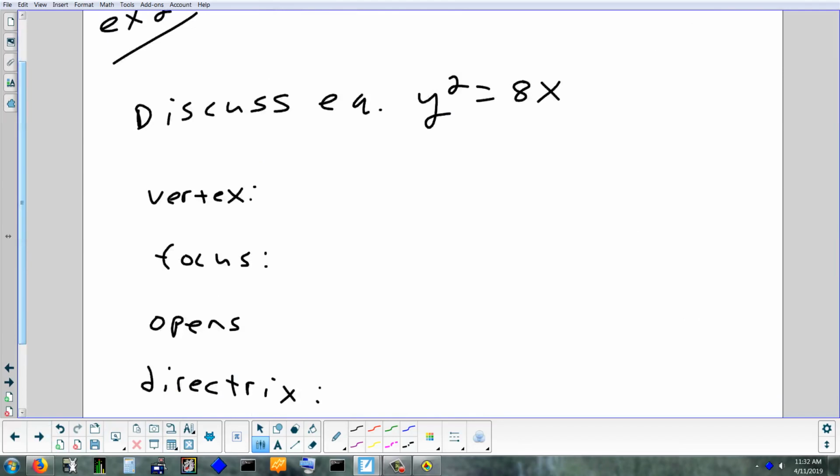Okay, this is another kind of question. This is a discuss. Discuss just means describing. You don't have to sketch it. Just tell me this stuff. Now, this isn't written the way it should be to discuss it. Y squared equals 8x.